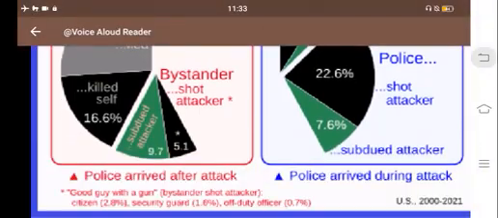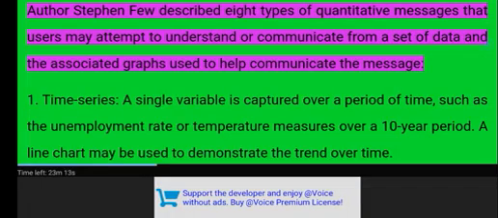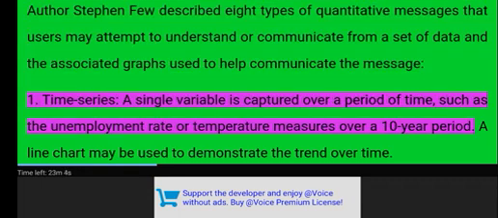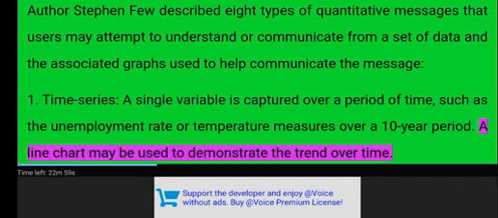Author Stephen Few described 8 types of quantitative messages that users may attempt to understand or communicate from a set of data, and the associated graphs used to help communicate the message. 1. Time series. A single variable is captured over a period of time, such as the unemployment rate or temperature measures over a 10-year period. A line chart may be used to demonstrate the trend over time.